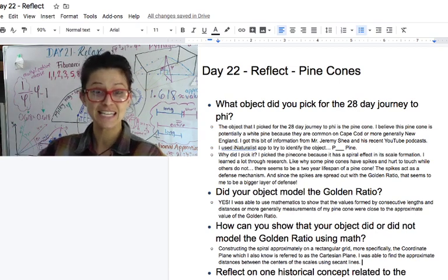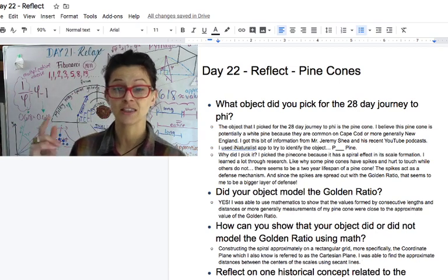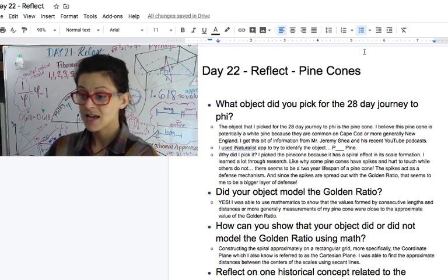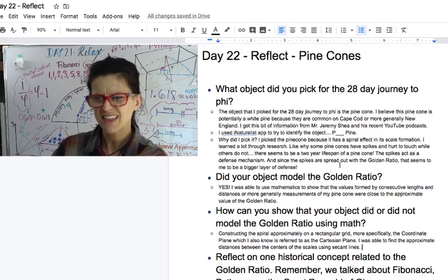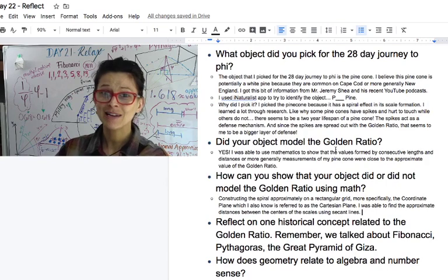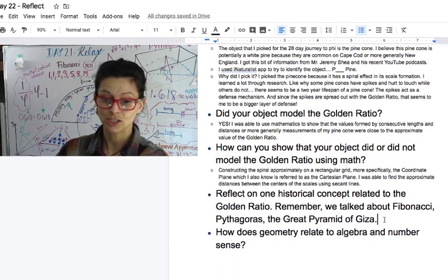You can do it. Secant lines. And so comparing the lengths of the secant lines, I was able to say that, yeah, my pine cone does have a spiral that looks like it's in the golden ratio.